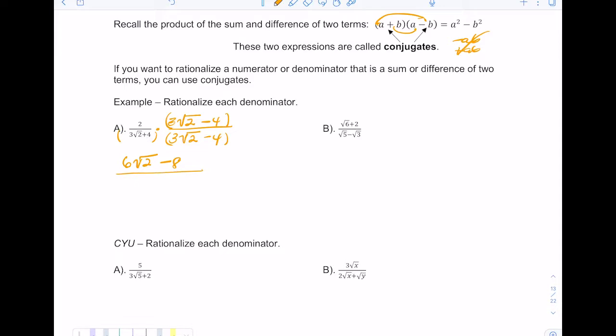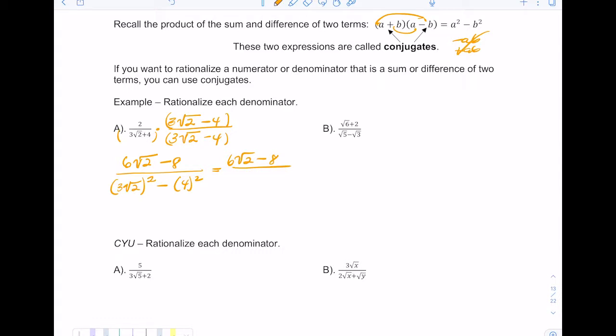And in the denominator, you can use this formula here. It's just going to be the square of the first term minus the square of the second term. Or you can FOIL and actually see how the middle terms will cancel. But I'm going to use the shortcut. So all I need to do here is just take the a term, which is 3 root 2, and square it, and then put a minus sign, and then do 4 squared. So in the top, I still have 6 root 2 minus 8.